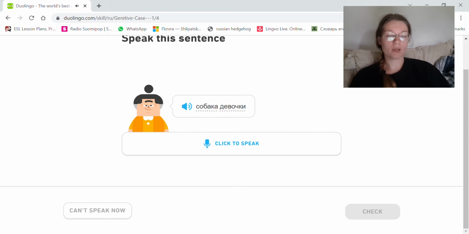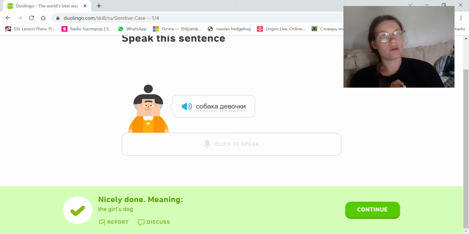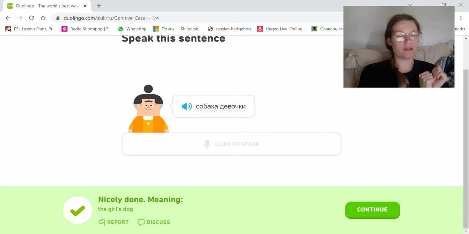Собака девочки. The girl's dog. In this case, the word girl, девочки, is in the genitive, but only in this word order. Собака, кого чего, девочки. But if we say девочкина собака, it wouldn't be the genitive.